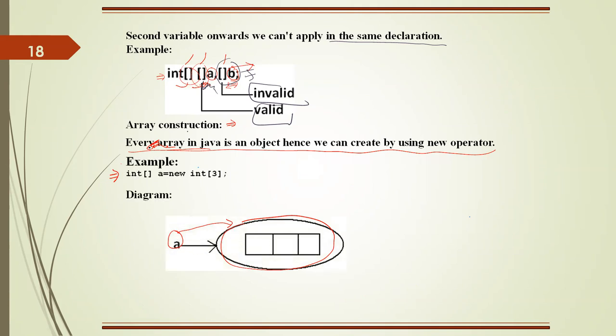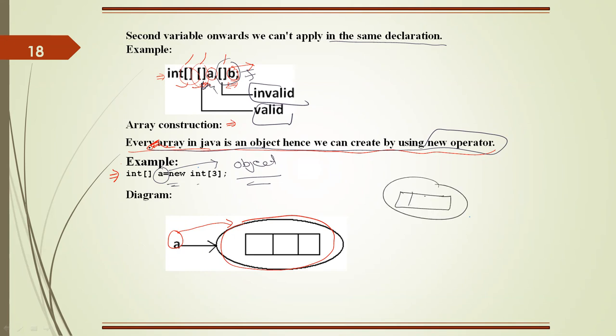Array construction. Every array in Java is an object, hence it will be created by using the new operator. Use the new operator to create an object of that array. So the object is created, and inside the object the array will be there. This object is initialized with A. By using A, you can access this array. Okay.